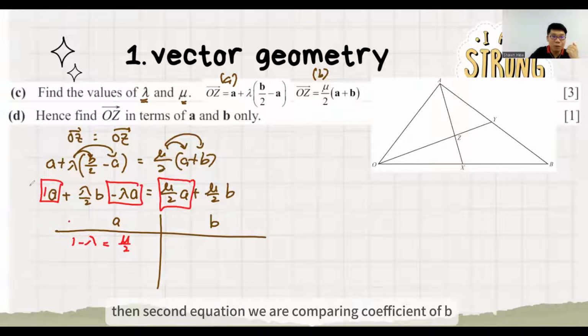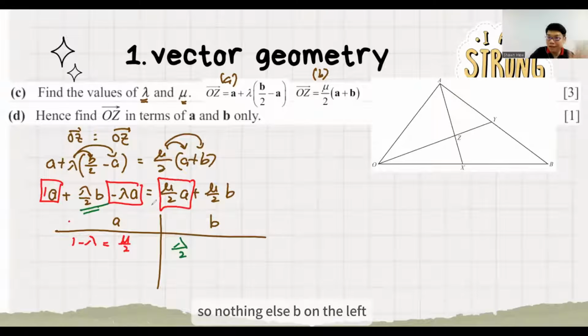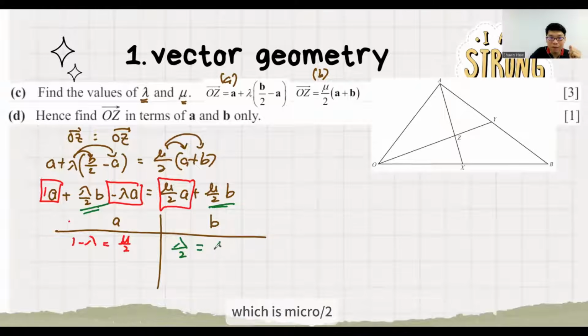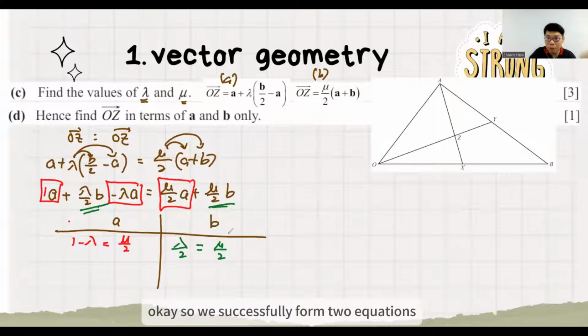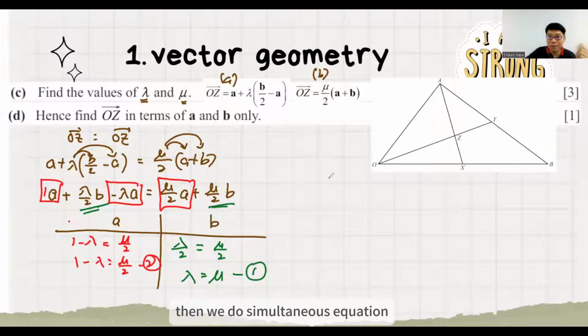Then for the second equation, we are comparing the coefficient of B. On the left-hand side, we have the coefficient of B here, which is lambda over 2. Nothing else has B on the left. On the right, we also only have one part, the coefficient of B, which is mu over 2. So we successfully formed two equations. We simplify it and solve simultaneously. This is my equation 1, this is my equation 2. Then we do simultaneous equations.